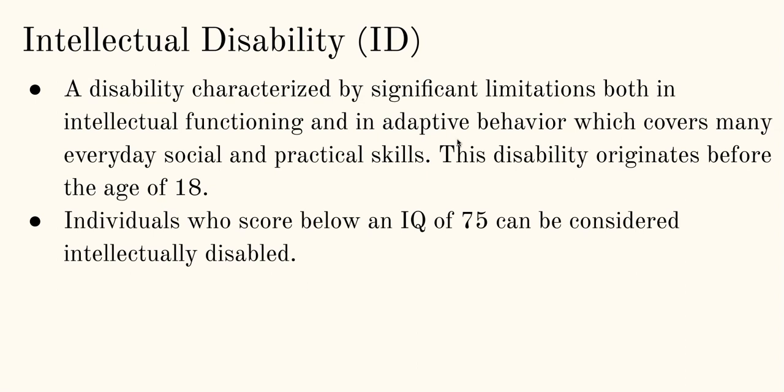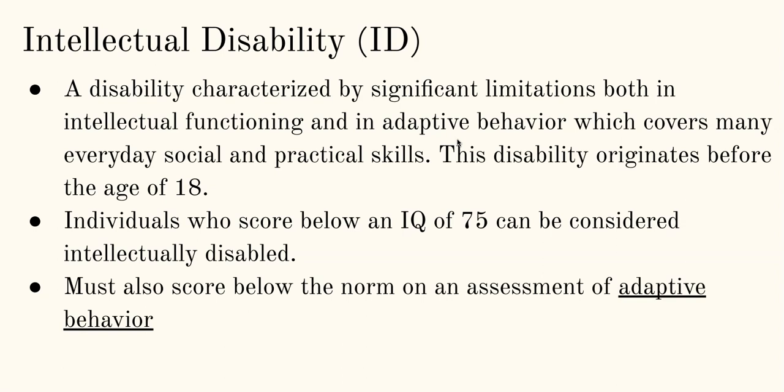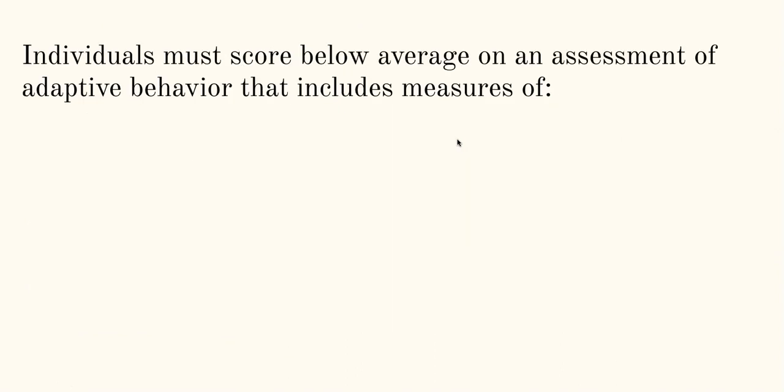Individuals who score below an IQ of 75 can be considered intellectually disabled according to your book, right? But really that number should be 70. So I guess either would be right, but I think officially it's going to be a score of below 70. We must also score below the norm on an assessment of adaptive behavior. And adaptive behavior is going to consist of conceptual skills, social skills, and practical skills.